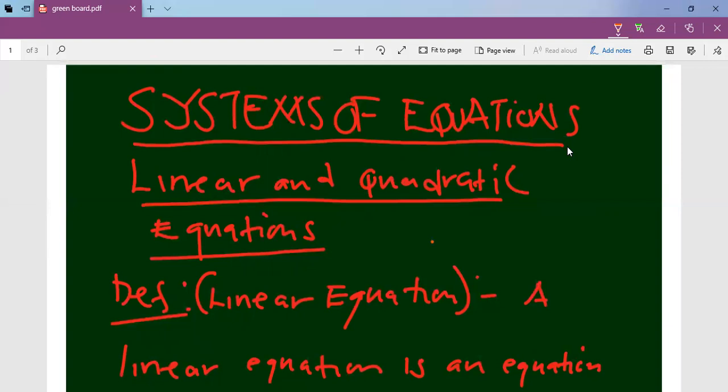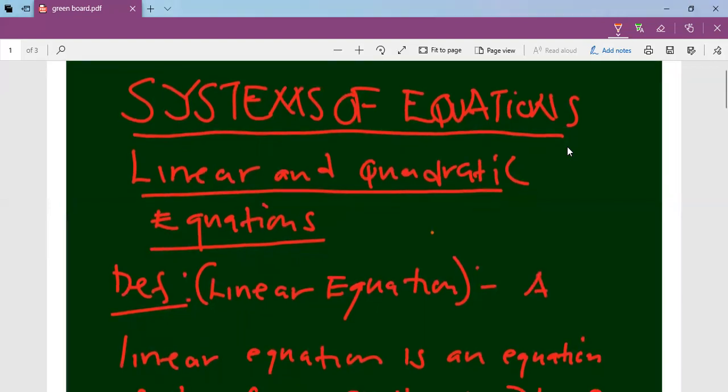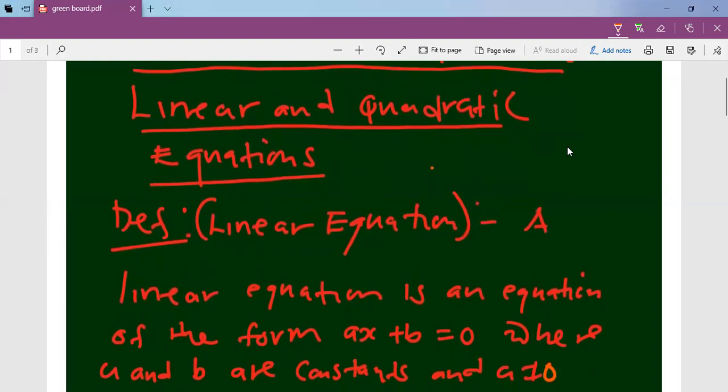In case you have been struggling to solve simultaneous equations involving linear and quadratic equations, here is a solution for you. I'm here to provide that solution. But before we look at a specific example, maybe we need to remind ourselves what a linear equation is. A linear equation is an equation of this form, where A and B are constants. By constants, we mean they are numbers. But A must not be equal to 0, because the moment A is equal to 0, it will cease to be a linear equation.